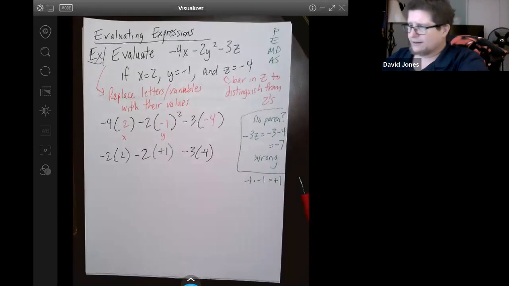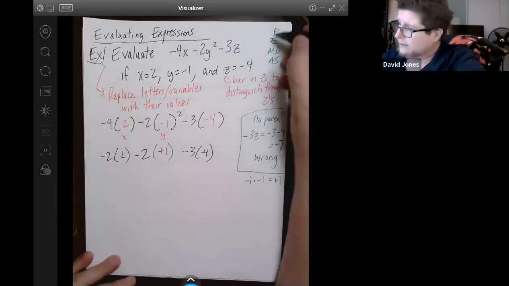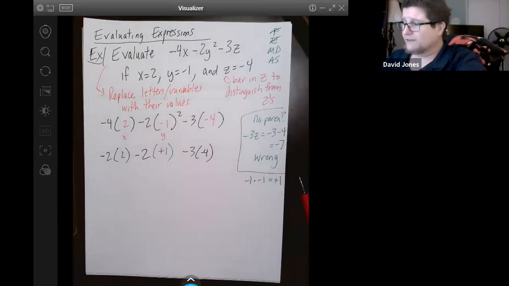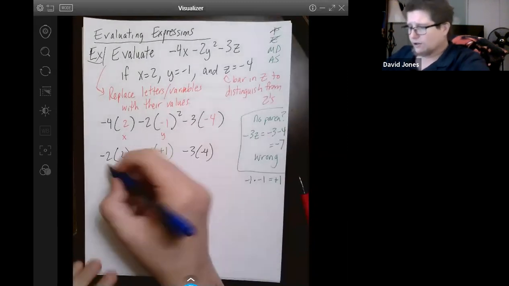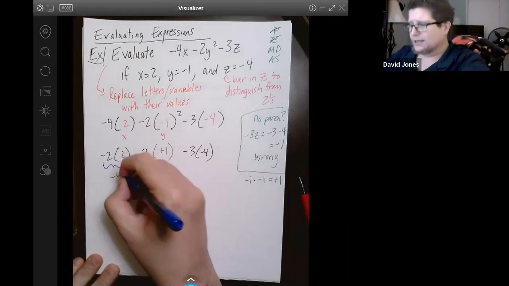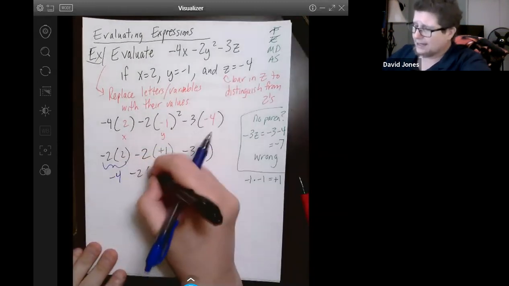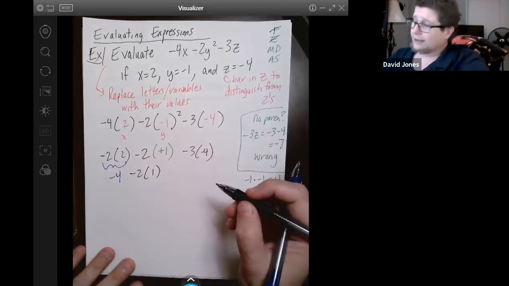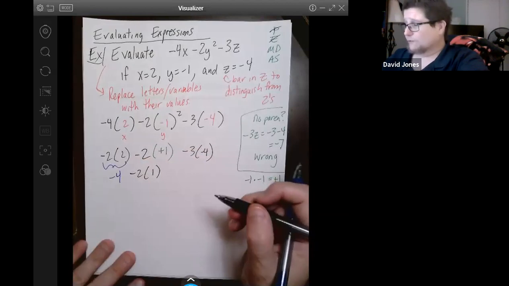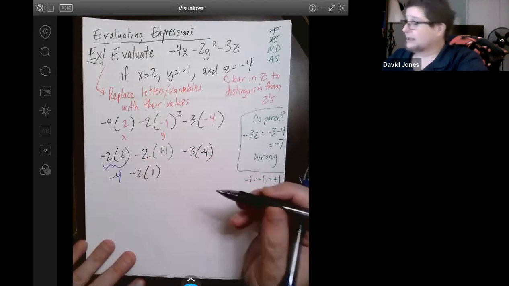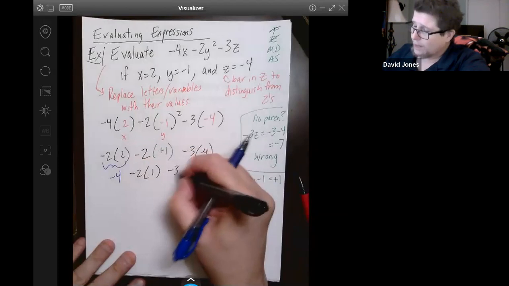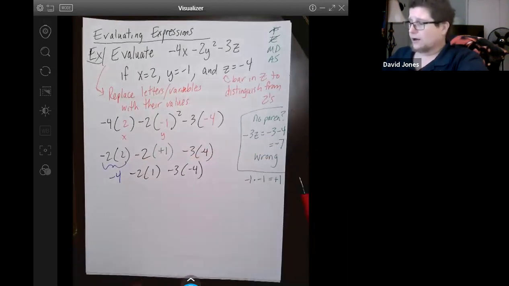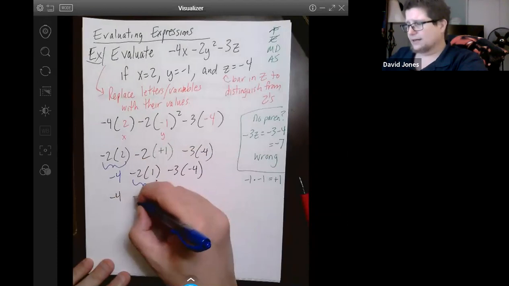So now I'm done with exponents. I do multiplication and division, again, left to right. So the first one is -2 times 2 is -4. The rest stay the same. When I have a plus there, we often leave it off, unless we're trying to show it's being added. If we're just showing that it's positive, we leave it off. And then I'm just copying everything down. Our next multiplication division is there. -2 times 1 is -2.